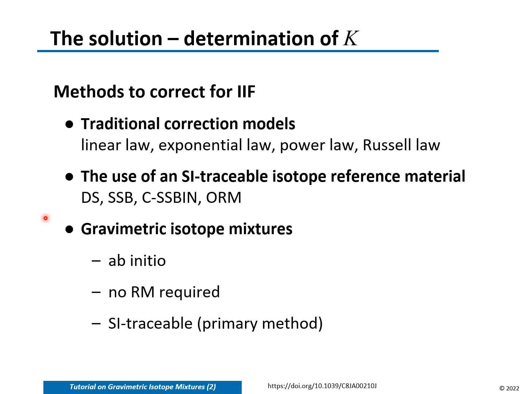Now, using gravimetric isotope mixtures is the third method. Isotope mixtures have several advantages. They do not require a reference material or are restricted by any simplifying assumptions. In the end, the use of isotope mixtures will yield SI traceable isotope ratios. This way, this is the primary method.